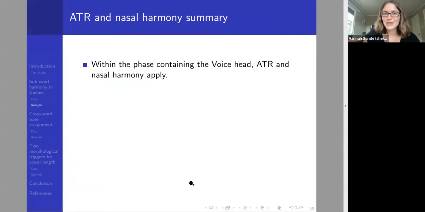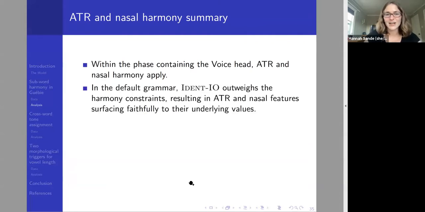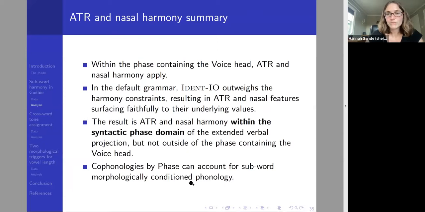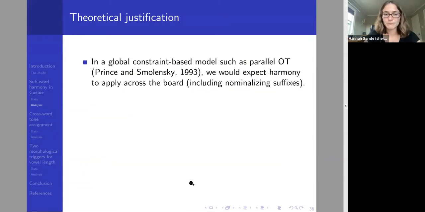Right, this is what I just said. Within the phase containing the voice head, ATR and nasal harmony apply. In the default grammar, the faithfulness constraints outweigh harmony, resulting in ATR and nasal features surfacing faithfully to their underlying forms. And the result is harmony within the syntactic phase domain of the voice head, but not outside of that domain. So in this way, cophonologies by phase can account for subword morphologically conditioned phonology.